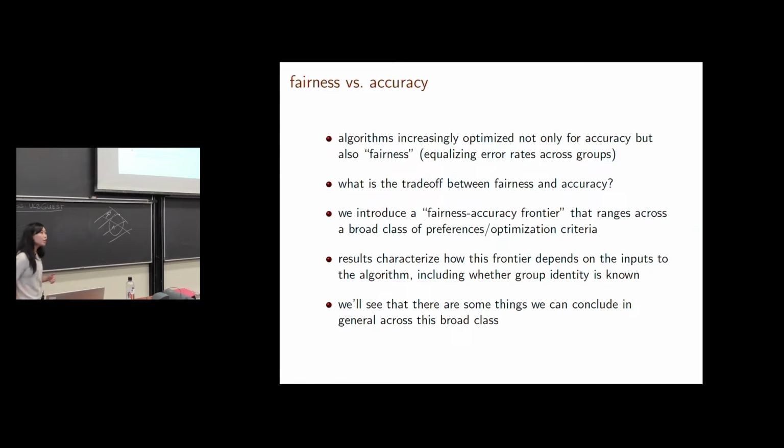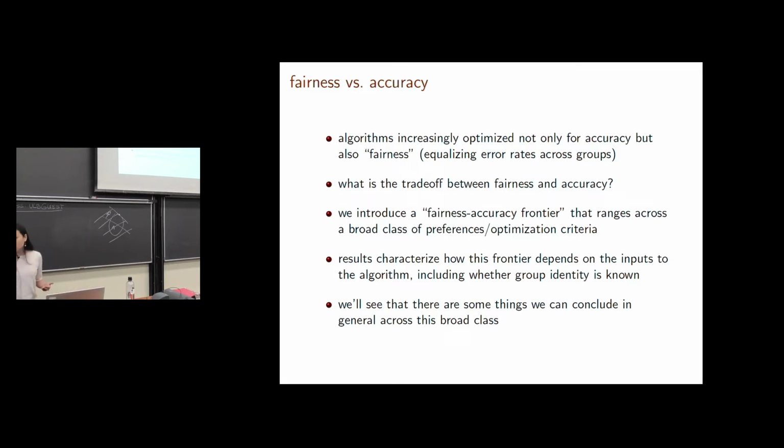And what we wanted to understand in this paper was what the nature of that trade-off between fairness and accuracy actually looked like. So to formalize the trade-off, we introduced a fairness-accuracy frontier, which is going to range over the optimal points across a broad class of different preferences or optimization criteria. So this is going to range from everything from the designer who only cares about accuracy to the designer who only wants to make sure that error rates are equal across groups.